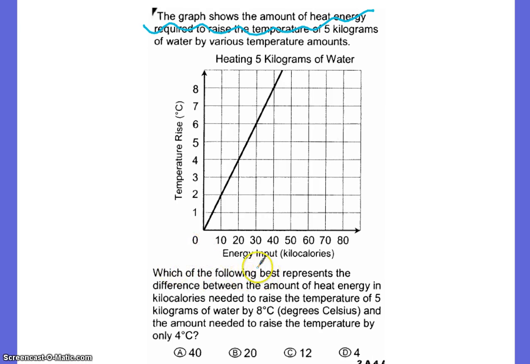Which of the following best represents the difference between the amount of heat energy in kilocalories needed to raise the temperature of 5 kilograms of water by 8 degrees Celsius, and the amount needed to raise it by only 4 degrees? So difference means we're going to be subtracting. We got to raise 5 kilograms by 8 degrees Celsius. So come up here to 8 degrees. It's right here. So that's 40 minus 4 degrees Celsius. 4 degrees right here, which is 20. And 40 minus 20 is 20. So your answer is B.